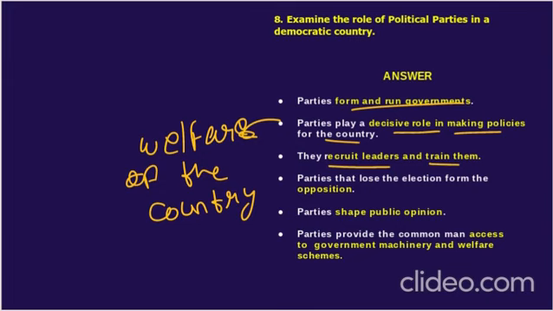Recruit means they search for leaders, they hire leaders and then train them. After that, the parties that lose the election make the opposition party. Right? This is very common. Opposition party means the minor votes, who got fewer votes, or who lose the election, they make the opposition party.